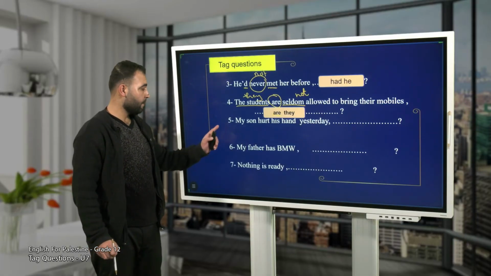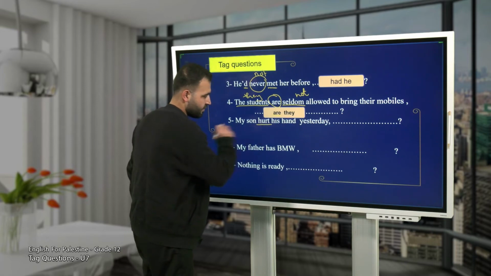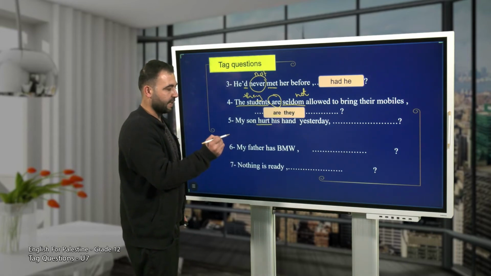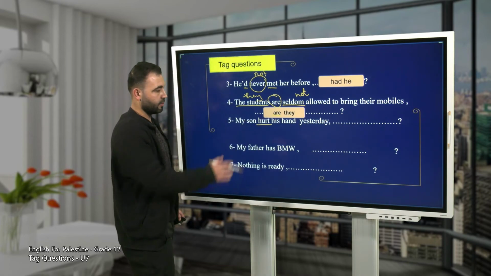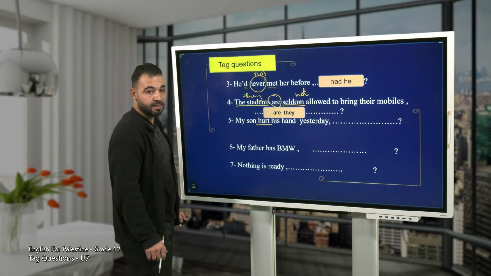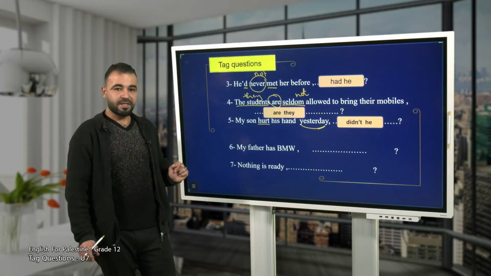Sentence number 5. My son hurt his hand yesterday. Hurt. My son hurt his hand yesterday. This is the main verb. Let's see how we form the tag question for this sentence. Didn't he? Didn't.